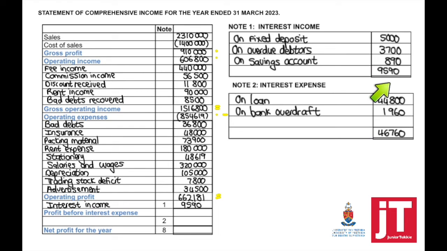Make sure you take the total that you've calculated in note number 1 and you transfer it correctly to the statement of comprehensive income. Operating profit plus interest income equals profit before interest expense. Then we need to put in brackets our interest expense. Make sure you take the total that you've calculated correctly to the statement of comprehensive income. Profit before interest expense minus interest expense equals net profit for the year.